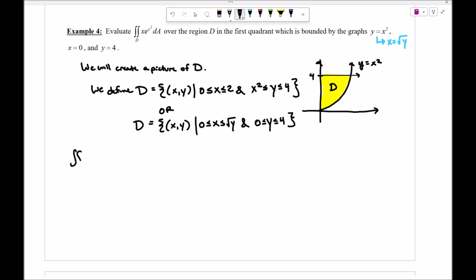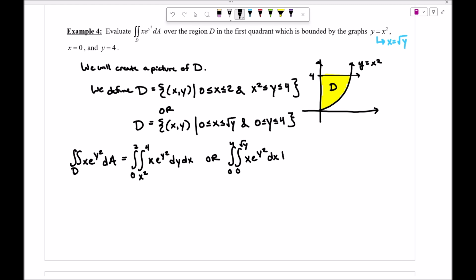So I'll say that my double integral over D of x e^(y^2) dA is either going to look like, if I used my first description of D, going from x^2 to 4 and then 0 to 2, x e^(y^2), and then this would be dy dx, or I could have expressed this using the other integral, going from 0 to root y and then 0 to 4, x e^(y^2) dx dy.